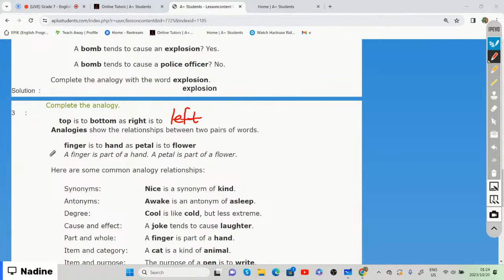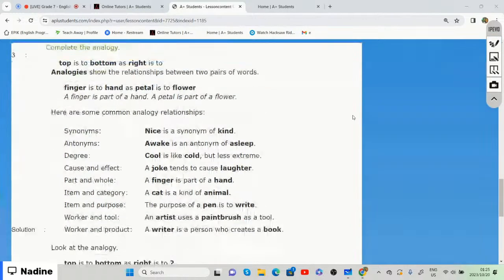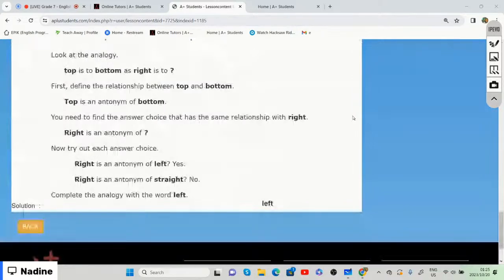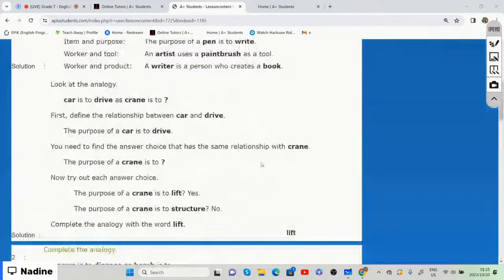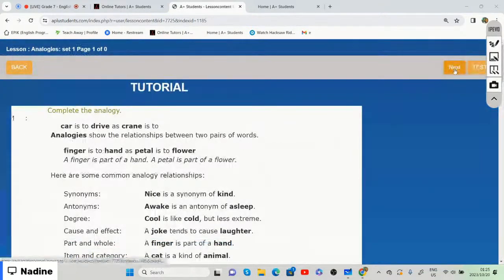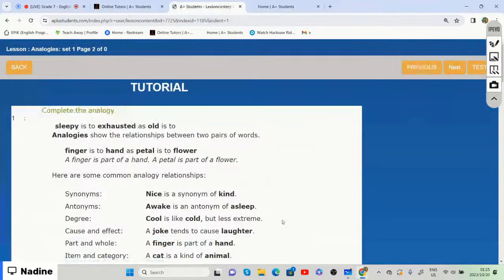So we say top is to bottom, which means the opposite of top is bottom. And the opposite of right is left. All right, let's do two more examples.